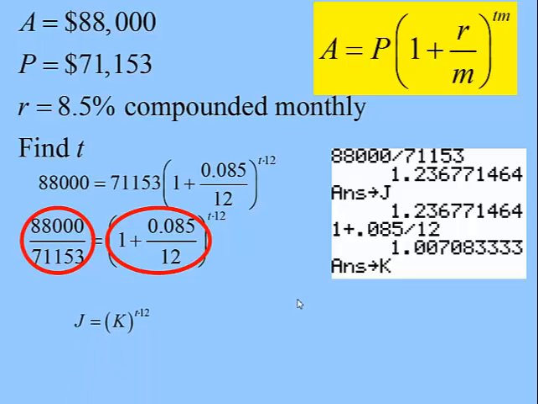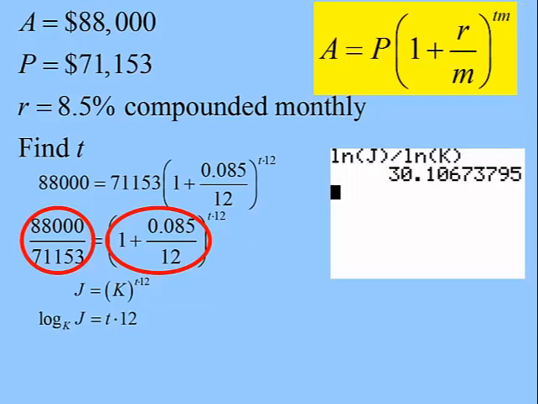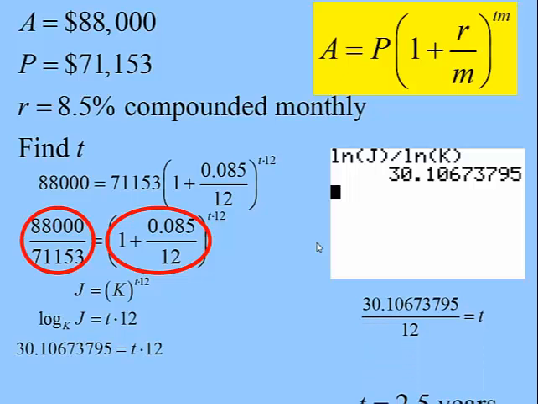Now I have J equals K with an exponent of T times 12. We change this using the magic formula. And so here's log J base K, ln J divided by ln K. We need to divide that by 12, and that's the number we're looking for, rounded off appropriately. This can be quite a tricky process.